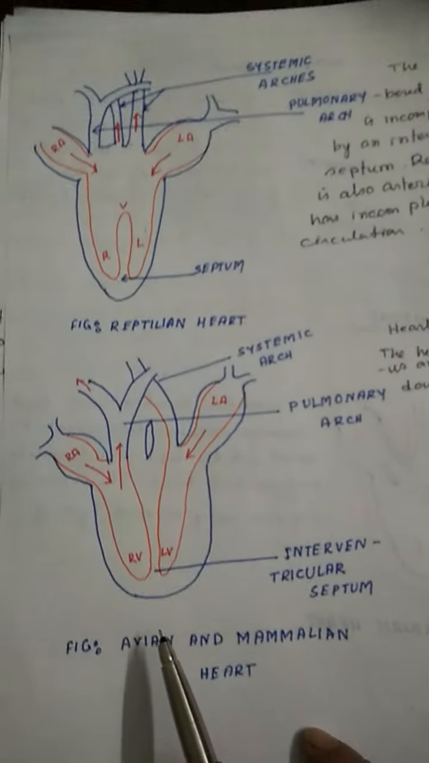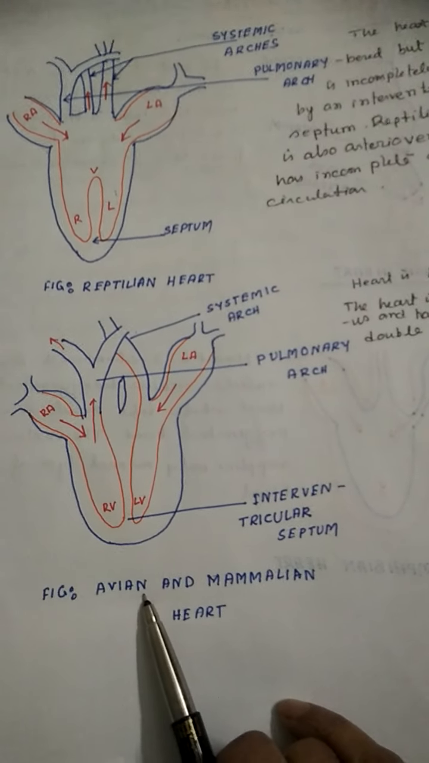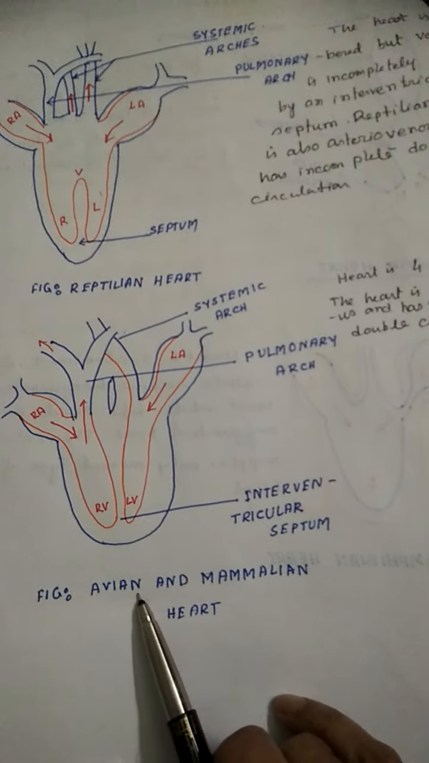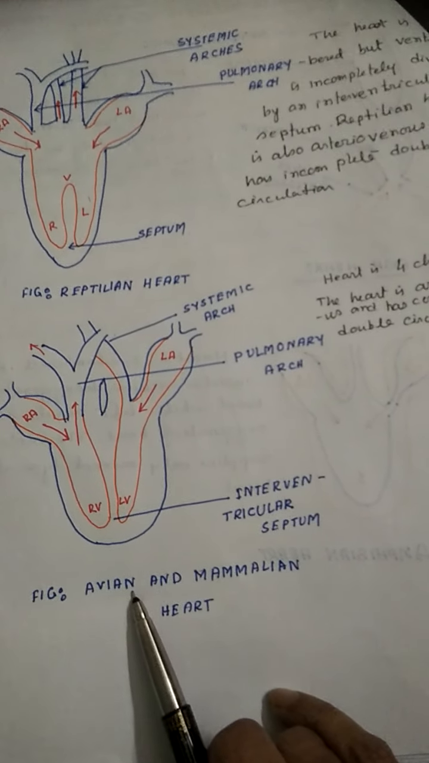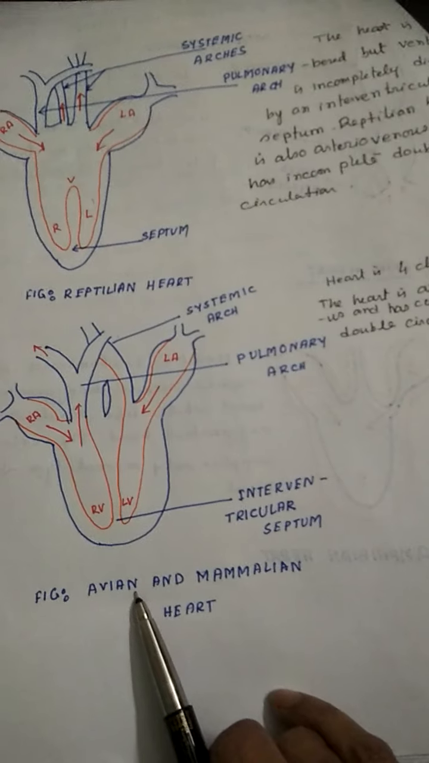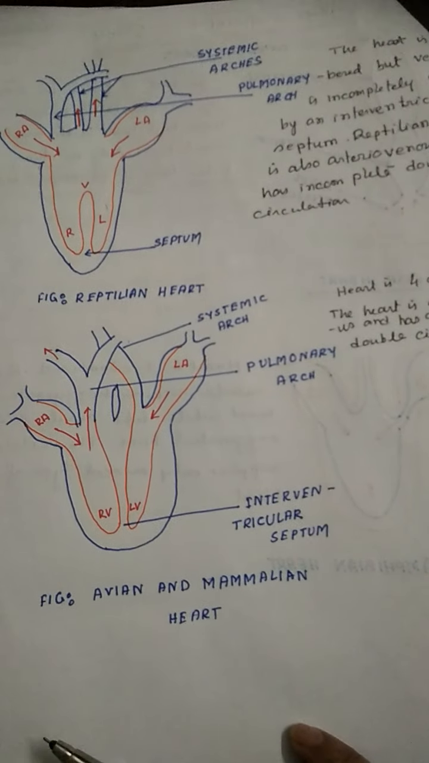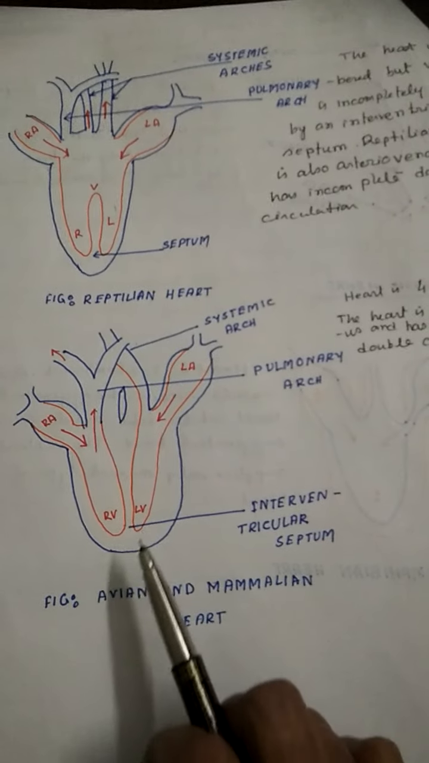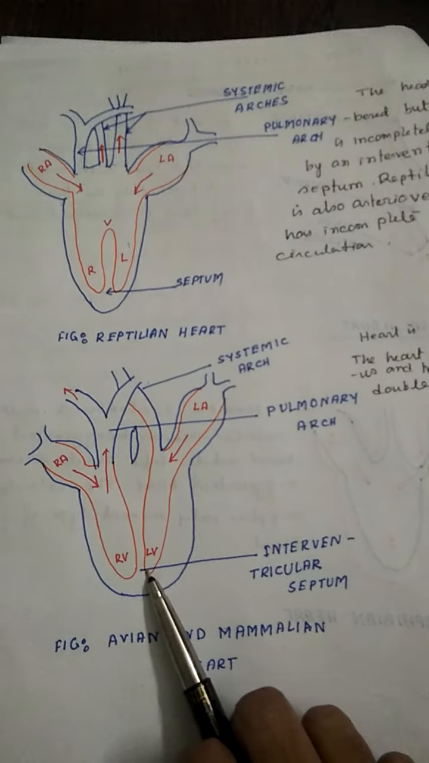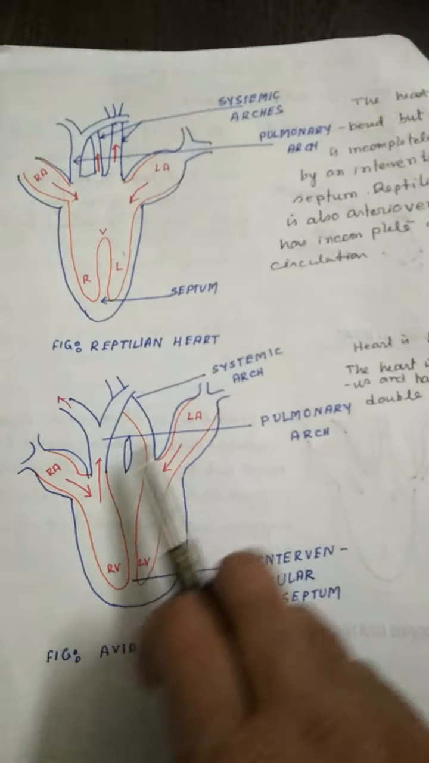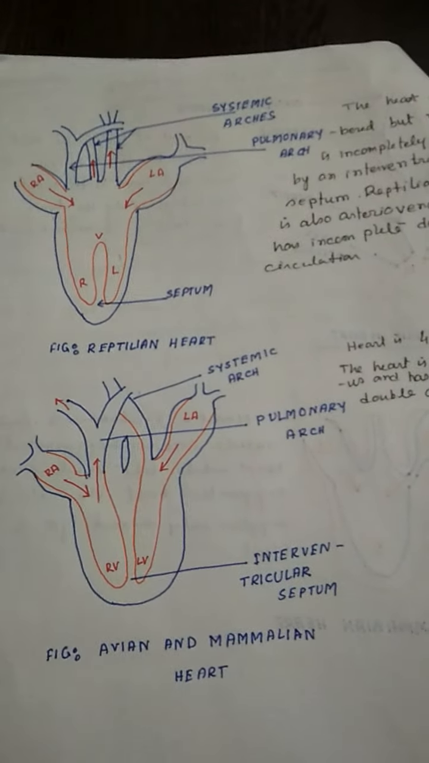Now next is the mammalian heart and the bird heart. The heart is four chambered in them, and the heart is atriovenous and has a complete double circulation, as there is no mixing of the two types of blood, that is oxygenated and deoxygenated blood. This one is the interauricular septum, then the left auricle and right auricle are present.